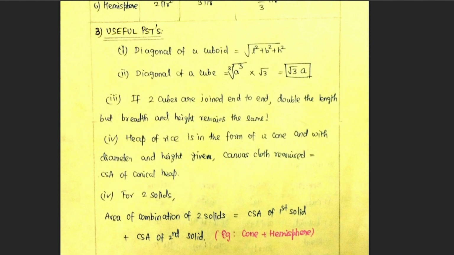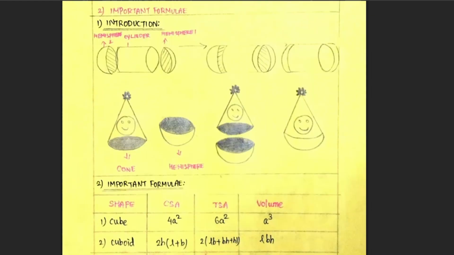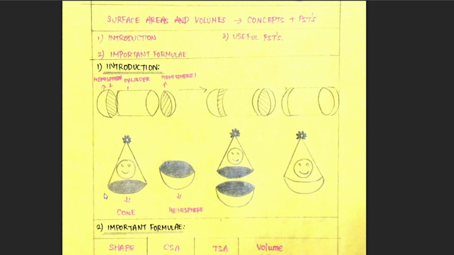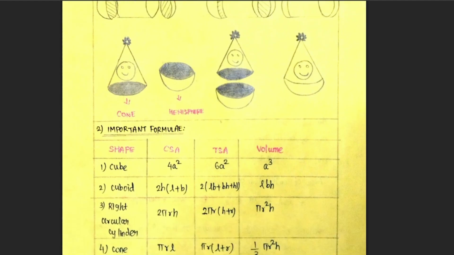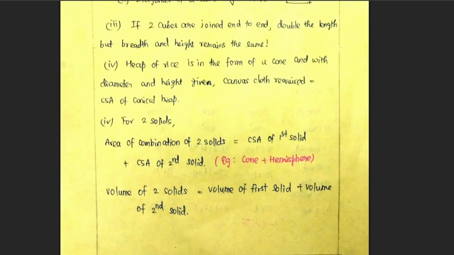Generally, here you have two solids. In the beginning we saw two solids, cylinder and hemisphere. Here you have cone and hemisphere. For these two types of solids, 90 to 95% of the questions will be asked this way. The area of a combination of two solids is the CSA of the first solid plus the CSA of the second solid. For example, cone and hemisphere: CSA of cone is pi r l, and CSA of the hemisphere is 2 pi r square. So like this you have to do the calculation.